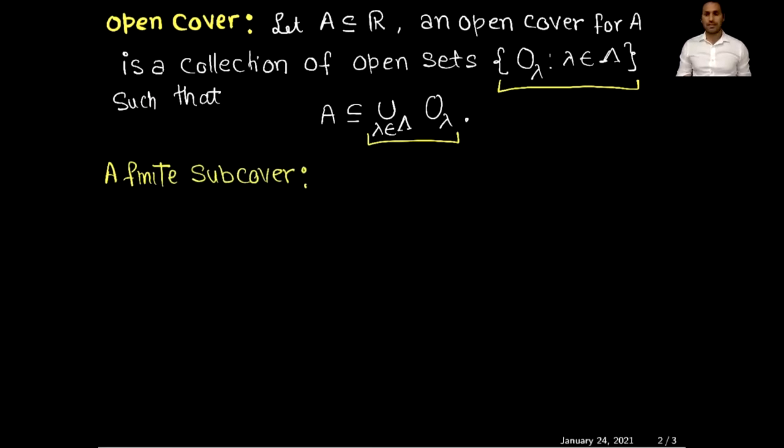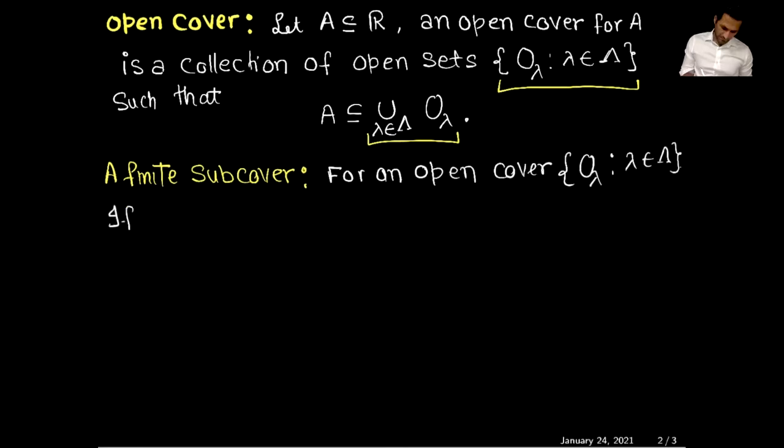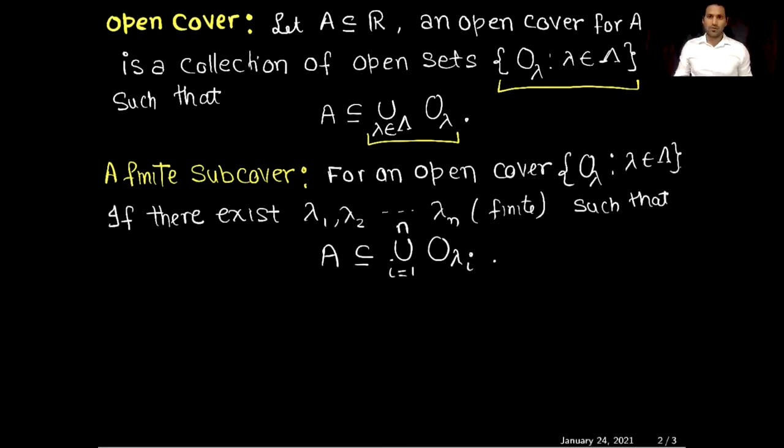Next, we will define what is a finite subcover. So for an open cover, we can define a finite subcover. Let's suppose we have this open cover which contains the open sets, and this collection can have infinitely many sets. And if we can find a finite collection, a finite number of elements from this collection, whose union contains A, then we will call this a finite subcover, since this collection contains a finite number of open sets and it also covers the set A.